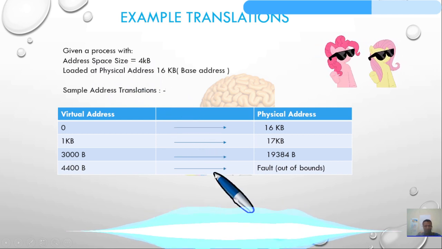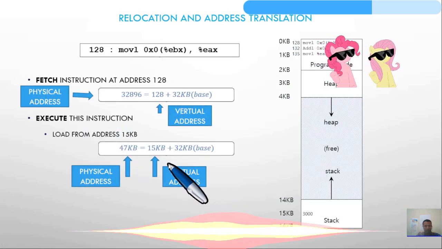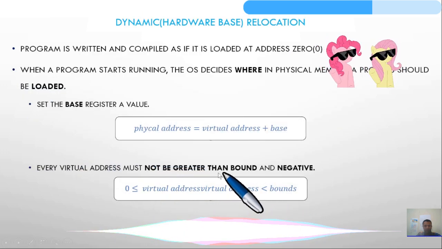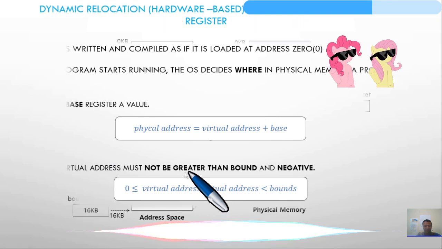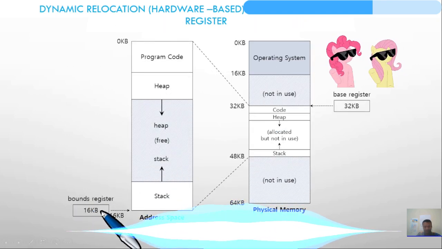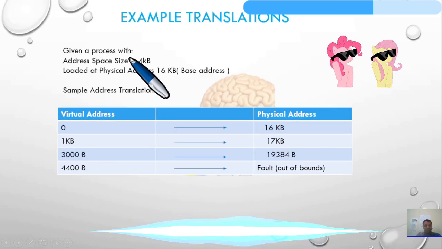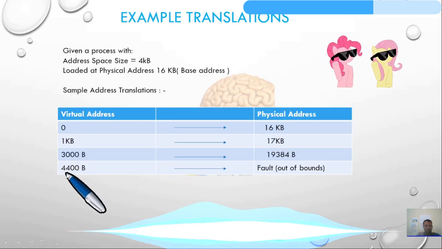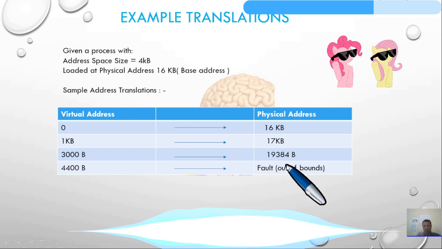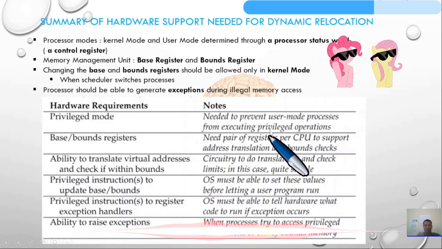So as we have seen here, the address cannot be greater than the bound register. In our case here, the bound is 4 kilobytes, so it cannot be 4.4. That's why we get an out of bound fault.